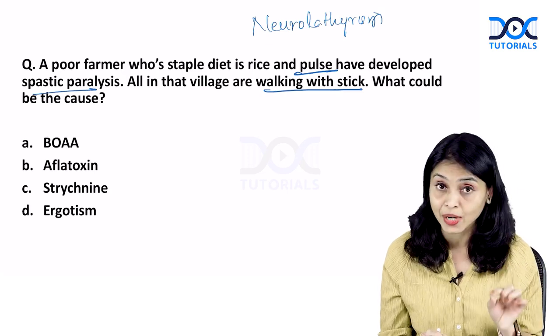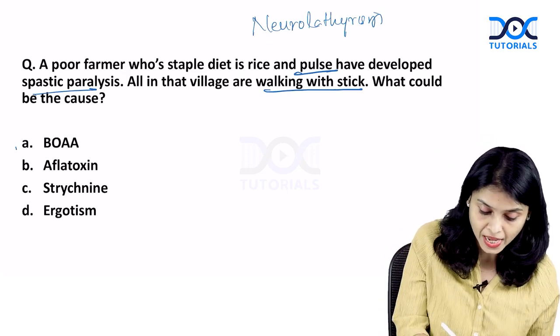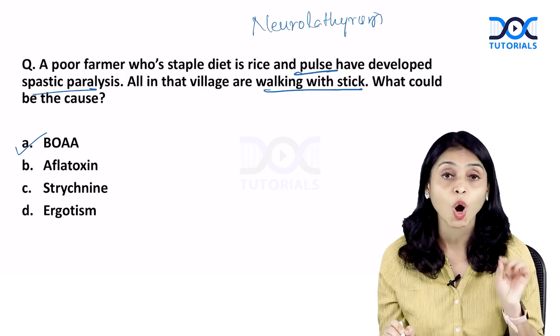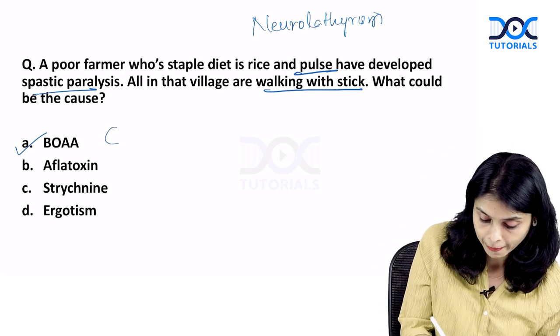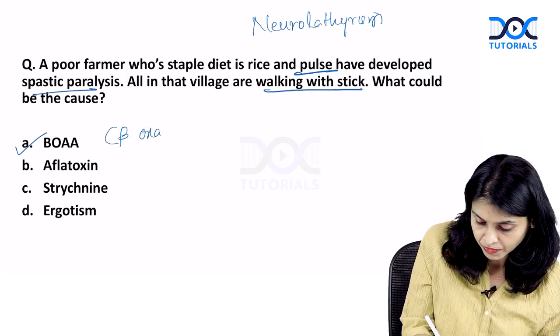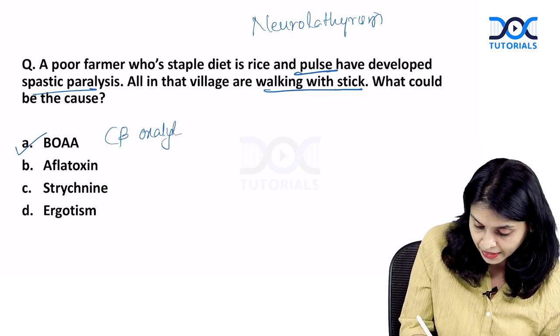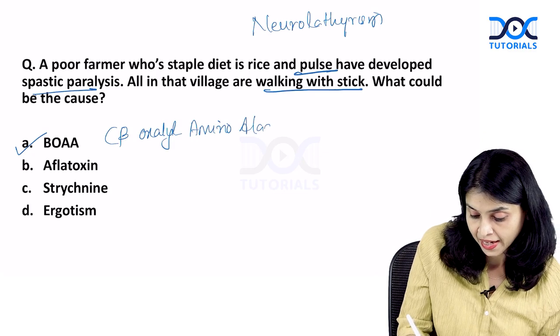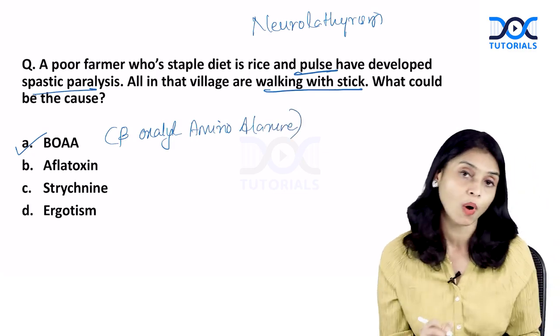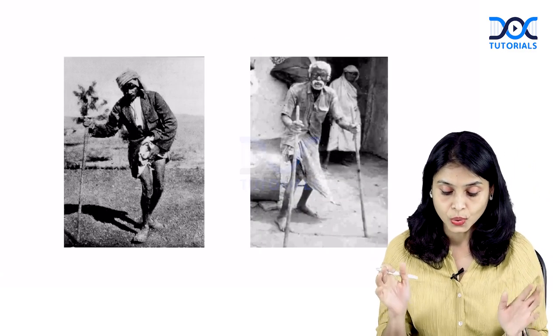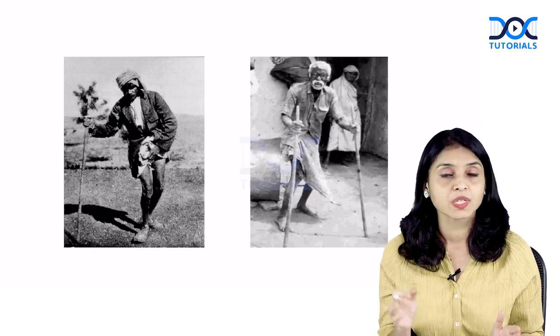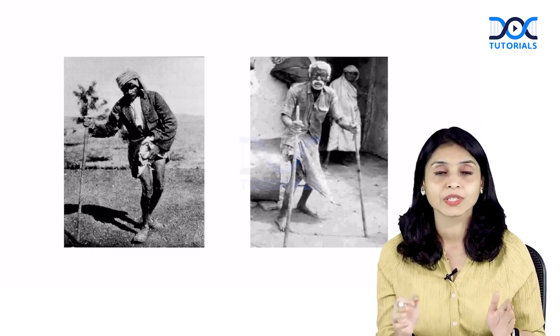Beta-oxalyl aminoalanine, or simply BOA. Beta-oxalyl aminoalanine, or BOA. Okay, so this will be the typical appearance of a person who has neurolathyrism.